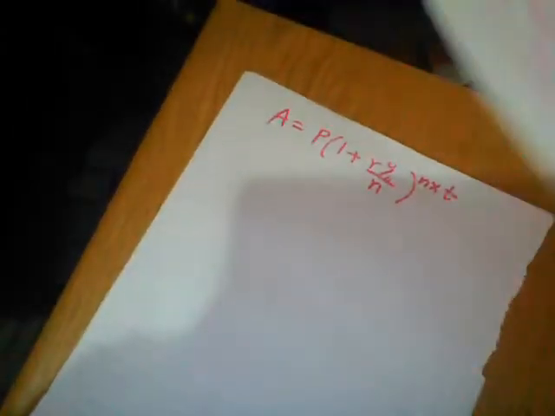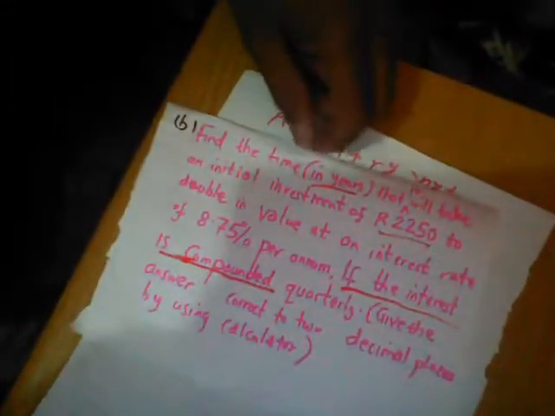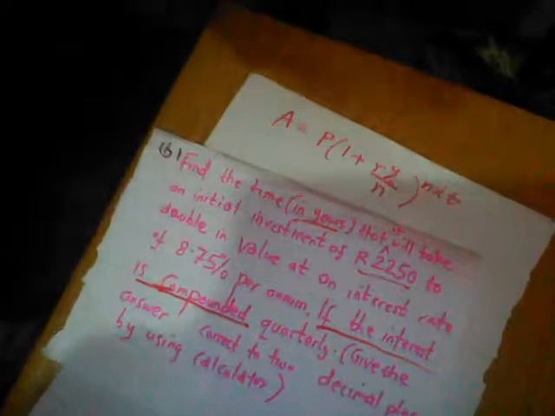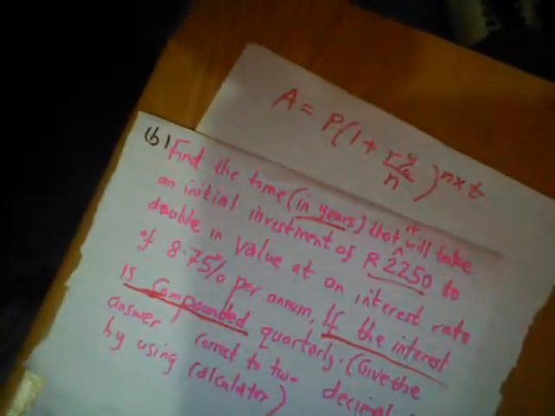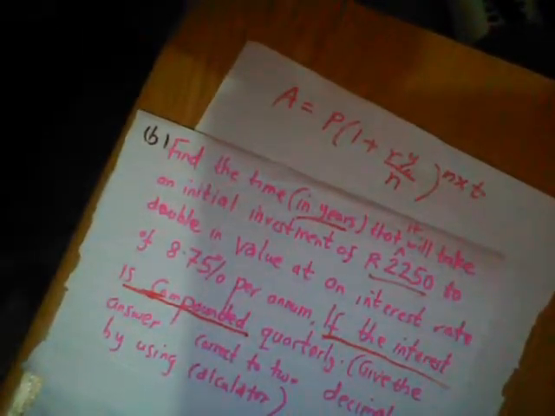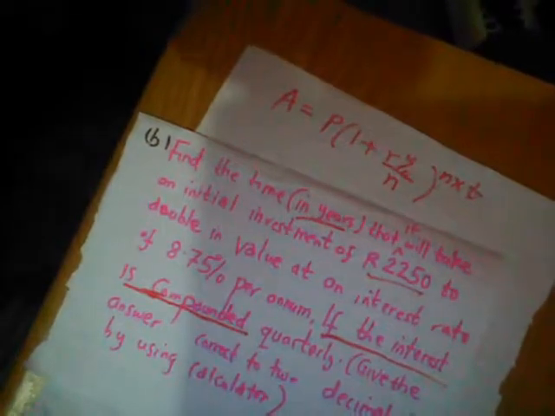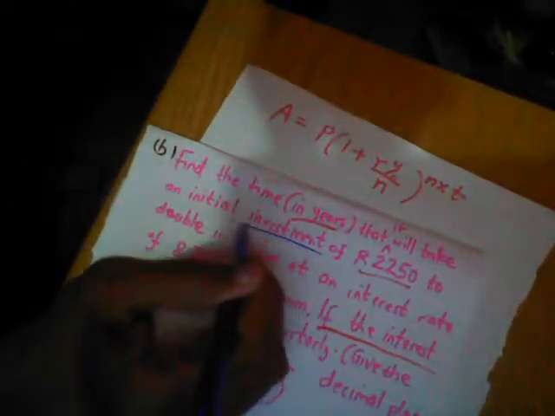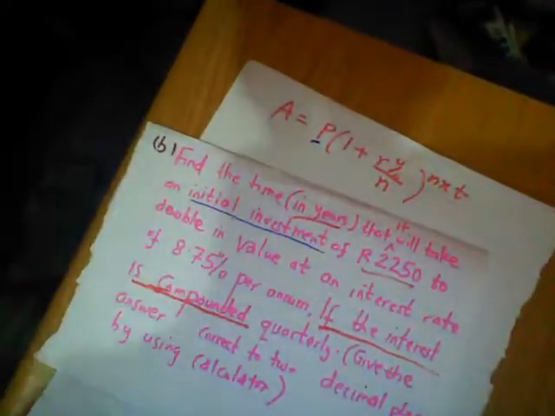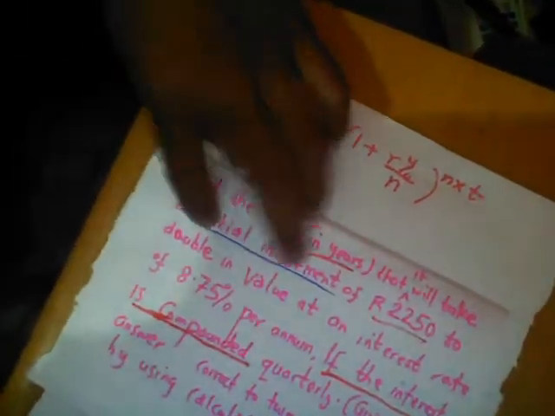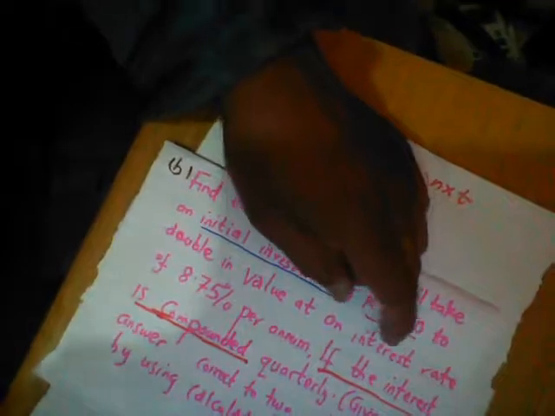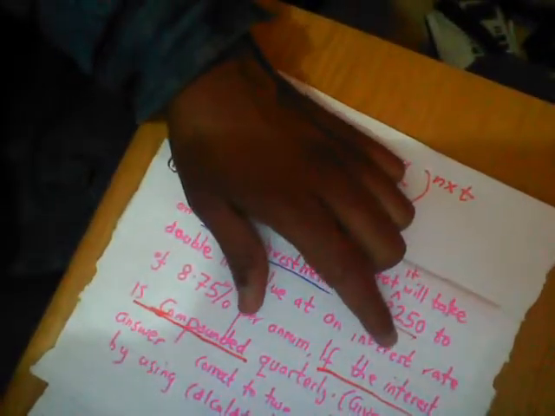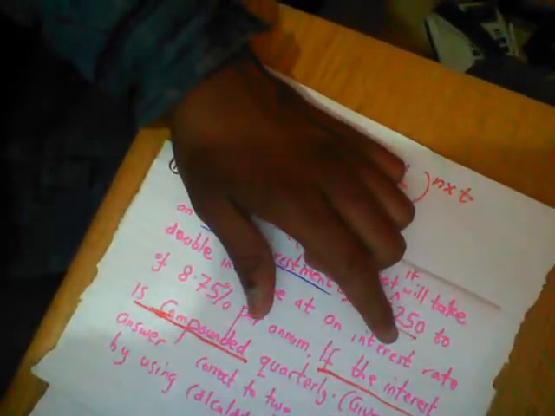So let's see the data we have here. Find the time means we don't have the time there. So we want to look for time. But we take for the initial investment, so this is the principal amount. So we have a principal amount to double up the value. So we have to double up.